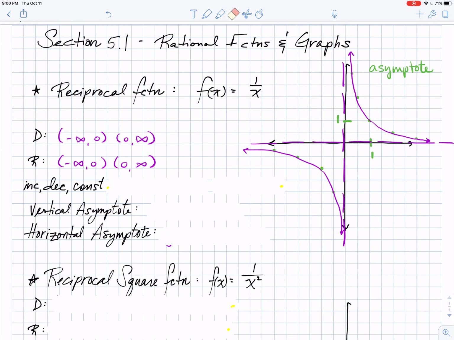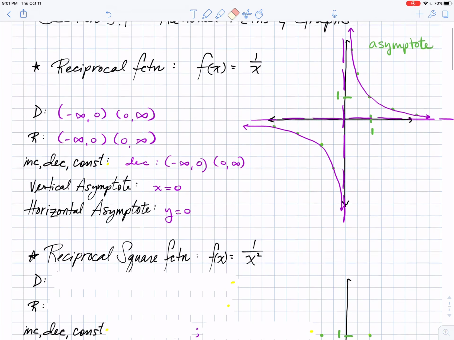If we're looking at increasing, decreasing, and constant, as you read your graph from left to right, you'll notice that it's always decreasing. What we find is that it is, sorry about that, I erased a little bit too much. What we find out about that is that it's decreasing over the entire domain. The vertical asymptote I've already mentioned, it is on the y-axis, but the other way to say that is that it's the equation x equals 0, and the horizontal asymptote is the equation y equals 0.